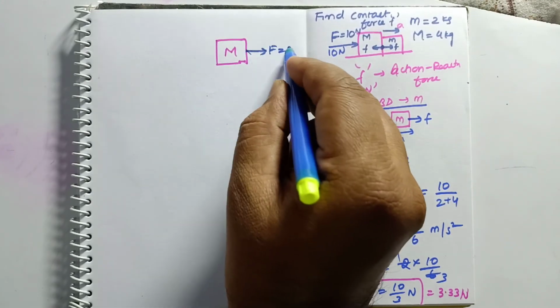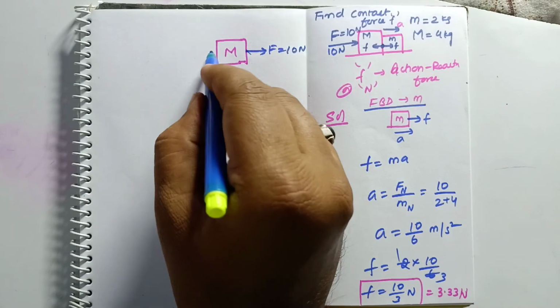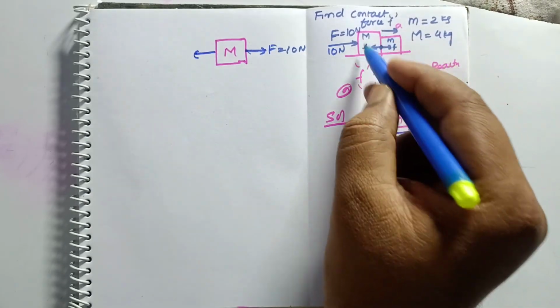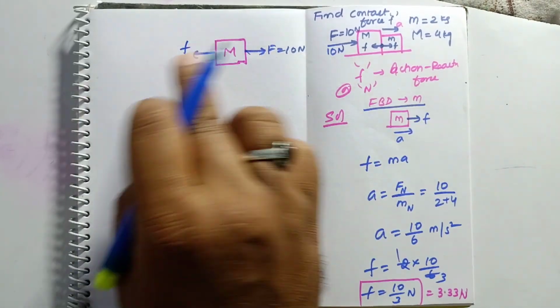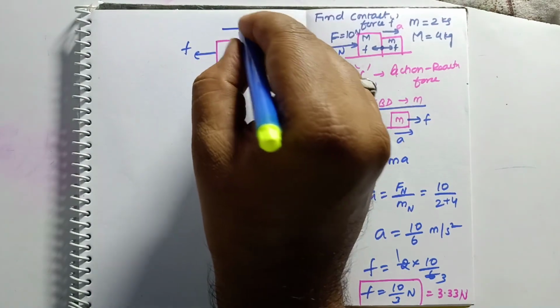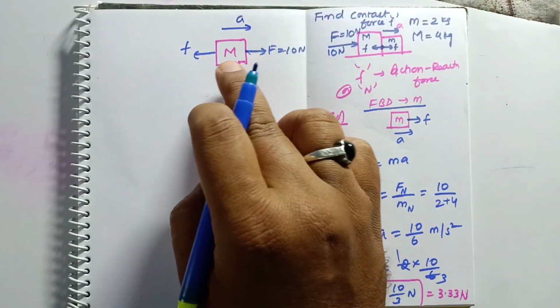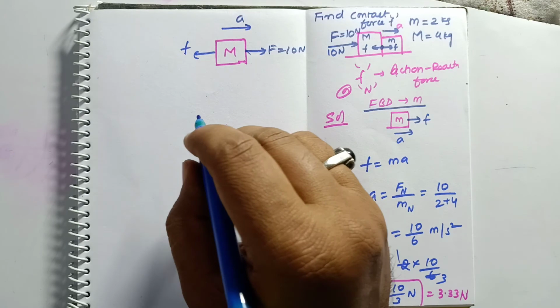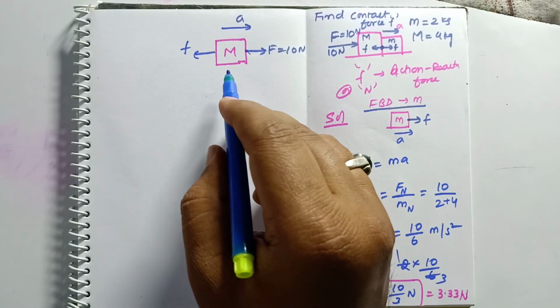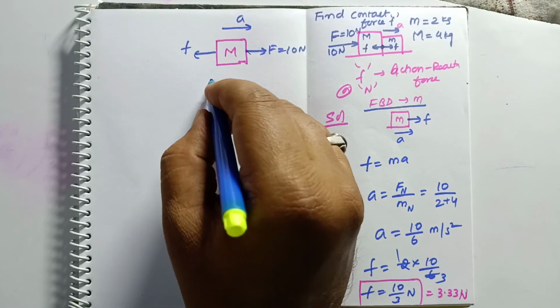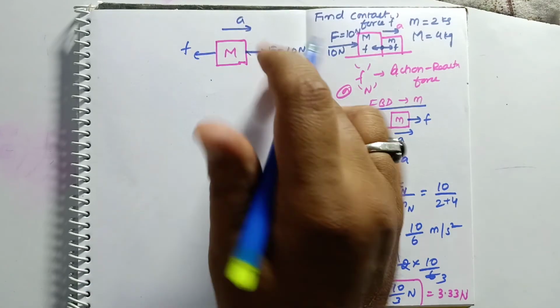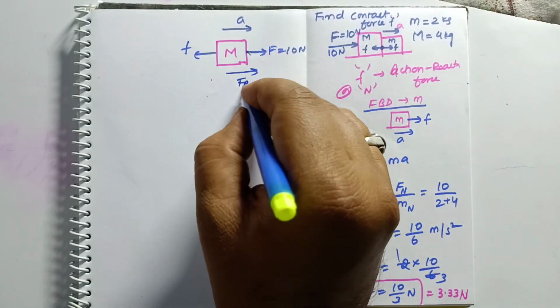On the larger mass, if you observe, what is acting on the right side? 10 newtons is acting. What is acting on the left side here? If you observe on the larger mass, small f is acting on the left side. So this is an acceleration which is acting on the larger block, right side. Then how are you going to find out the resultant force? As these two forces are acting, the body is moving right side with a resultant force here.